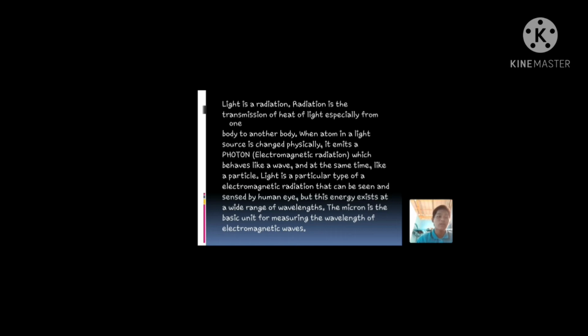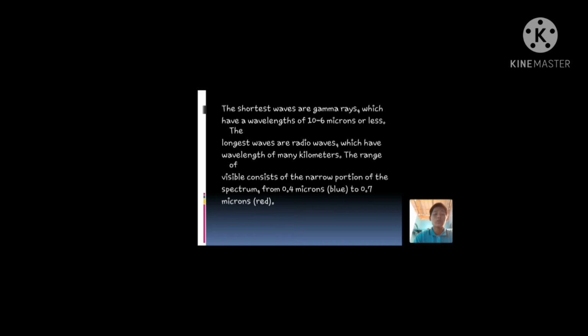range of wavelengths. The micron is the basic unit for measuring the wavelength of electromagnetic waves. The shortest waves are tinatawag na gamma rays, which have a wavelength of 10 to the minus 6 micron or less. At ang longest waves naman ay tinatawag na radio waves, which have wavelengths of many kilometers. The visible rays consist of the narrow portion of the spectrum from 0.4 micron blue to 0.7 micron red.